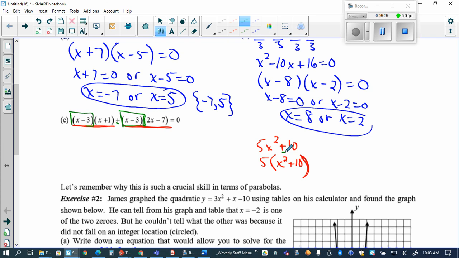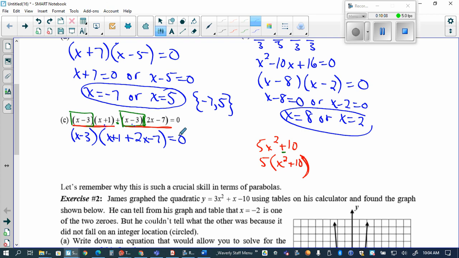Okay, maybe if I do it this way, let me factor out the x minus 3. And then inside, if I take this first term and divide it by x minus 3, what's left? My x plus 1. Plus, if I take this term and divide it by x minus 3, what's left? 2x minus 7. Does that help?